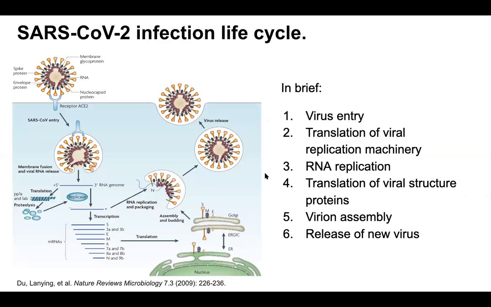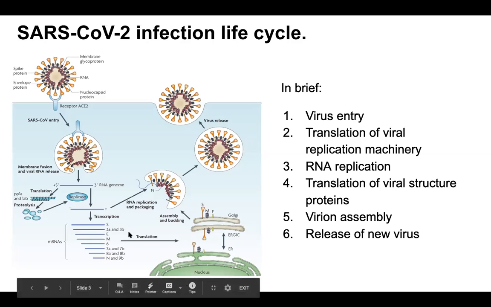So in brief, what happens when you get infected with SARS-CoV-2 is the spike protein binds to the receptor ACE2. It then enters the cell. And then after the membrane fuses, the genome of the virus, which is RNA, basically gets translated by the cell's machinery, the ribosomes, and produces all of these mRNAs, which become proteins, which allow the virus to replicate.